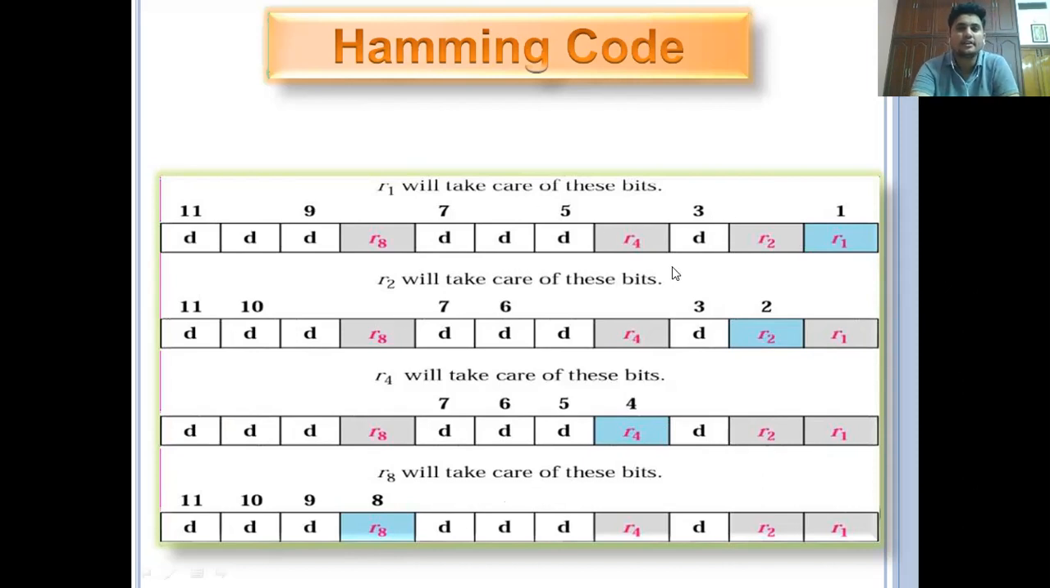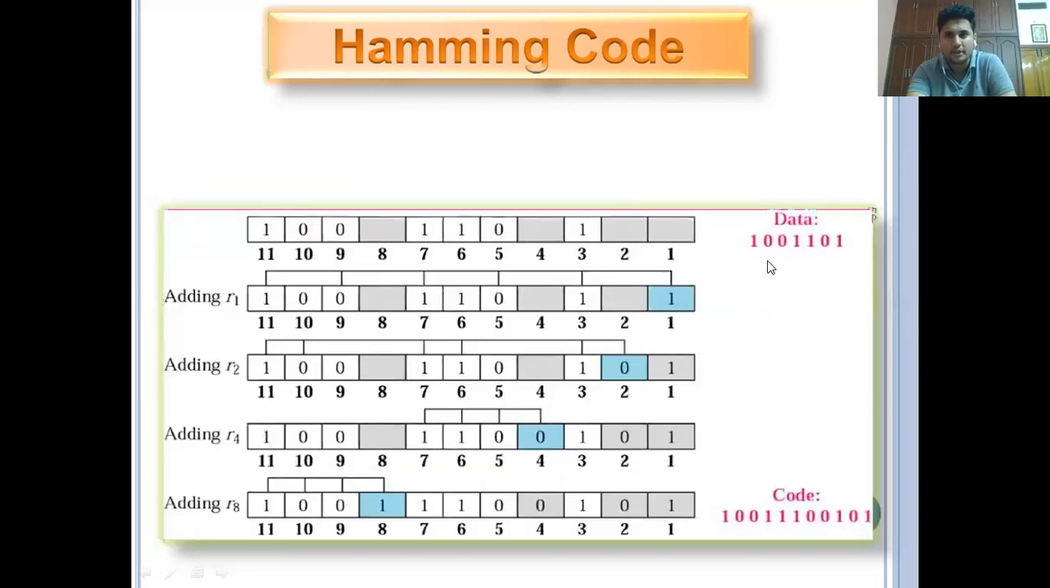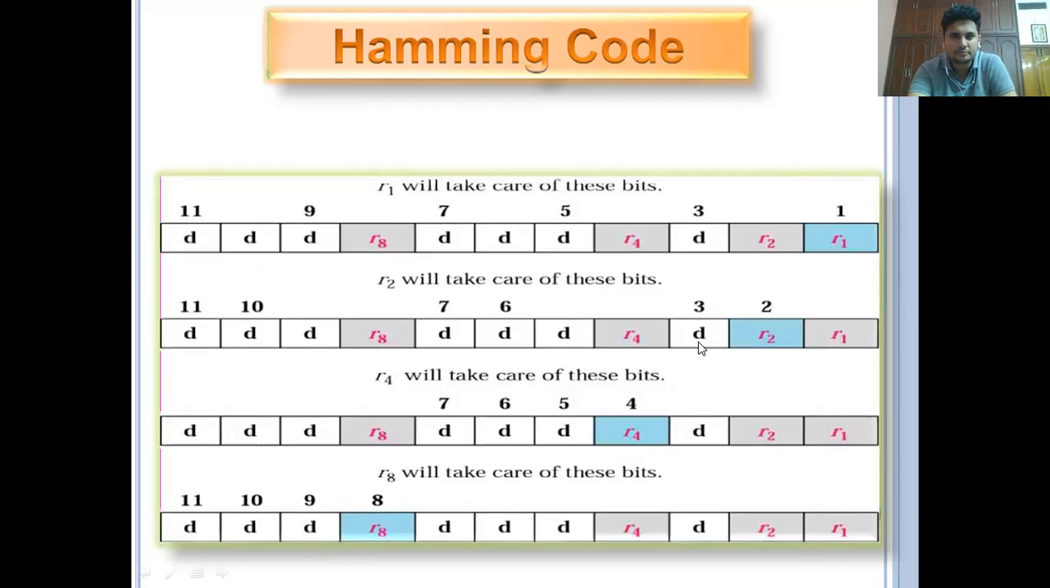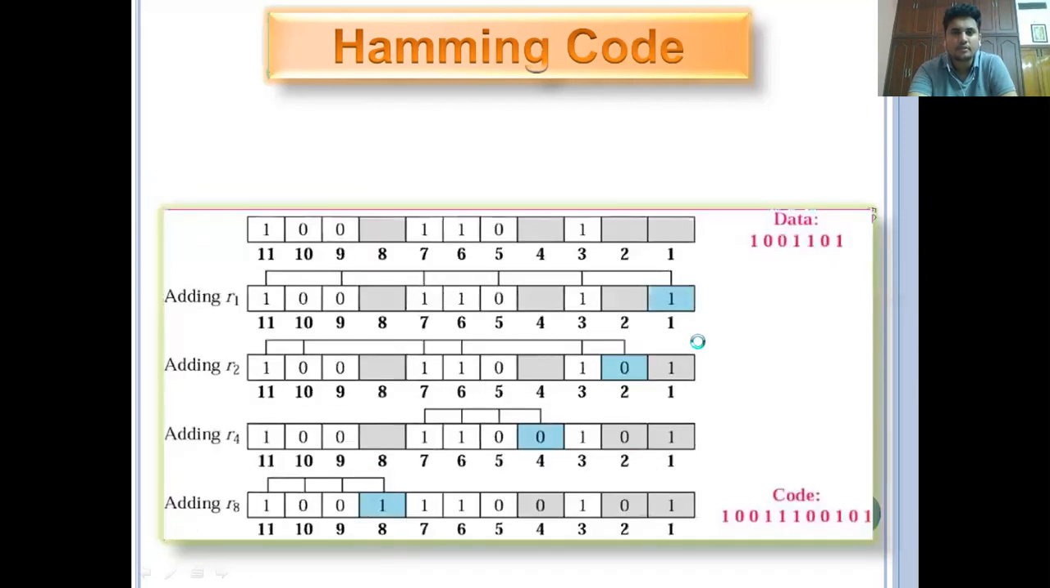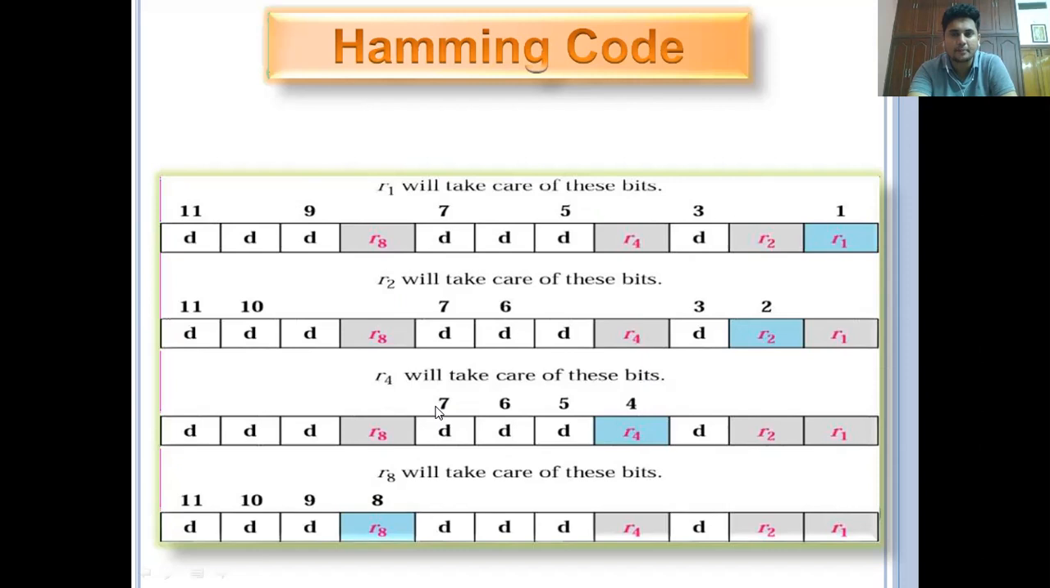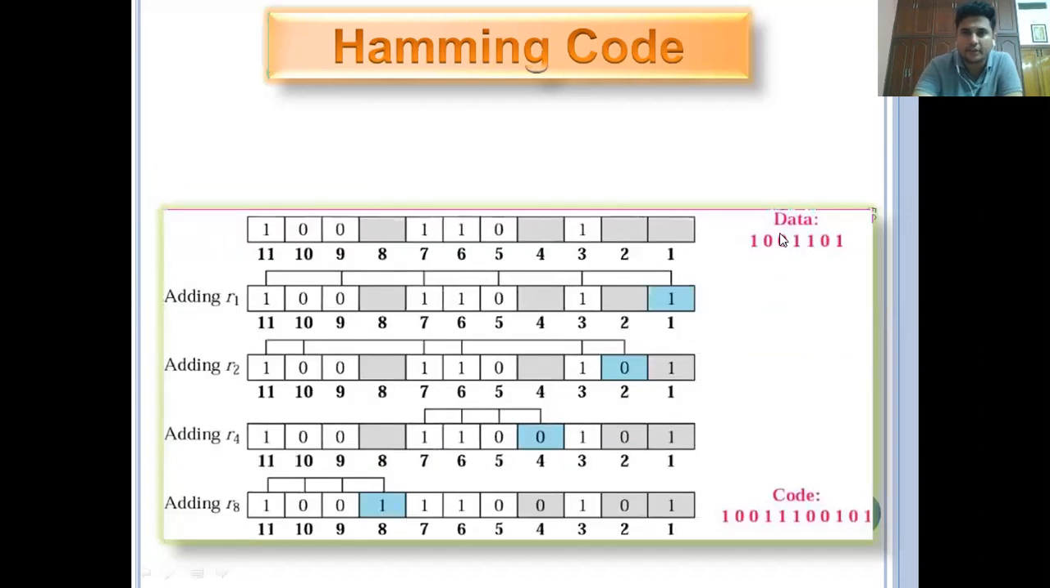So this is the redundancy bit R1, R2 takes care of these bits, R4 takes care of these bits, and R8 will take care of these bits. Now, this is the location example. Now a direct example. The original data is 1001101.